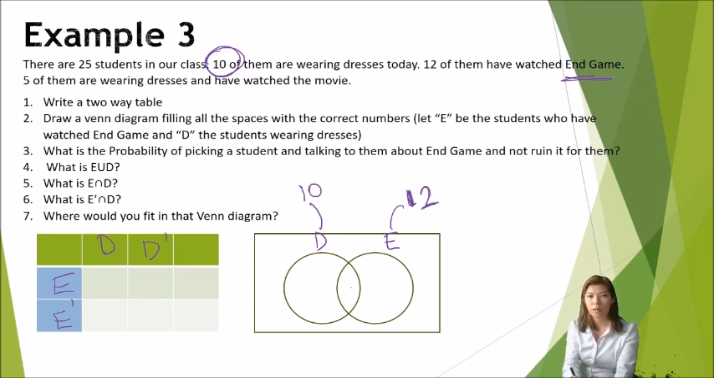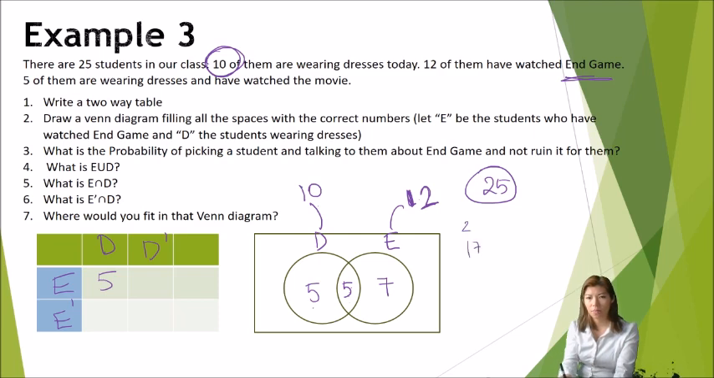And 5 of them were wearing dresses and have watched the movie. So 5 of them are in the intersect. Write a two-way table. So there's 25 students in total. Now 10 are in D. If there's 5 there, then there's 5 left over because 10 minus 5 is 5. Now 12 are in E, so there's already 5 in that middle spot. So there's 7 left over, because 5 plus 7 is 12. So we're done with those numbers. Now that we have these three numbers, 5 plus 5 plus 7, that's 17.